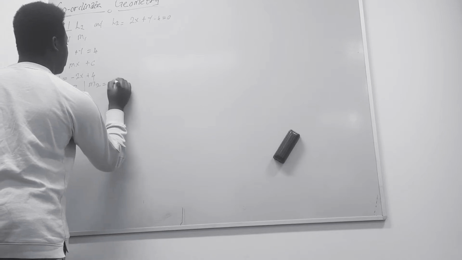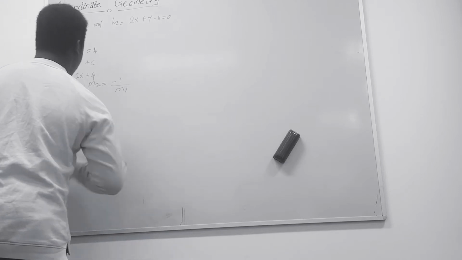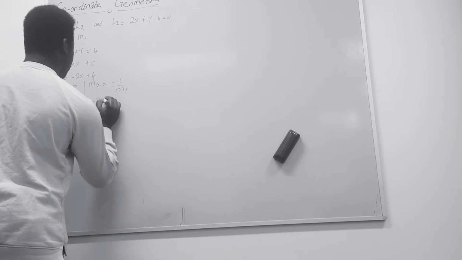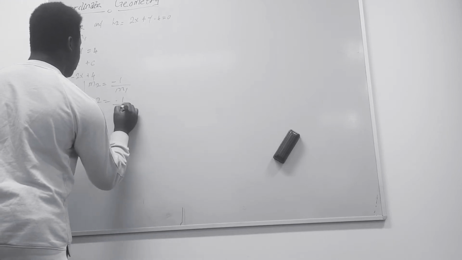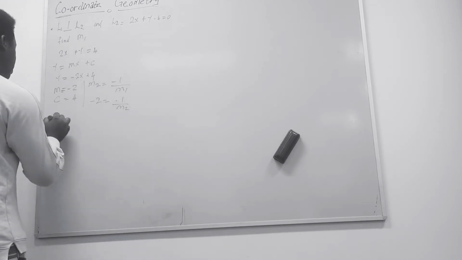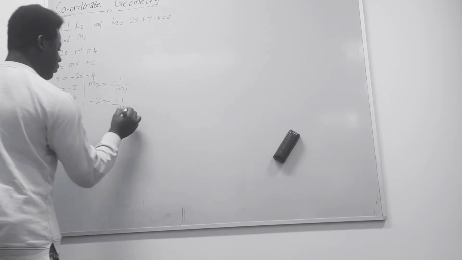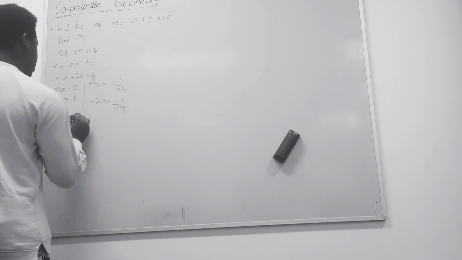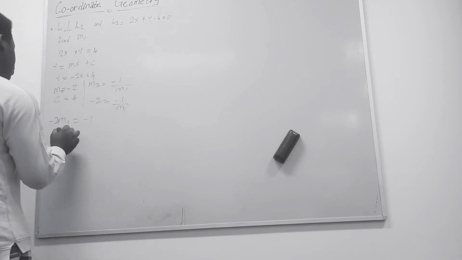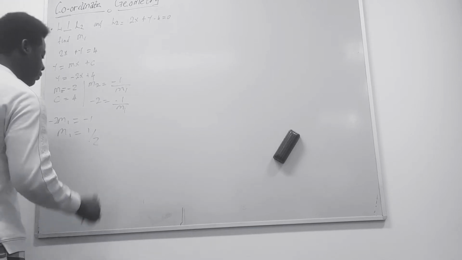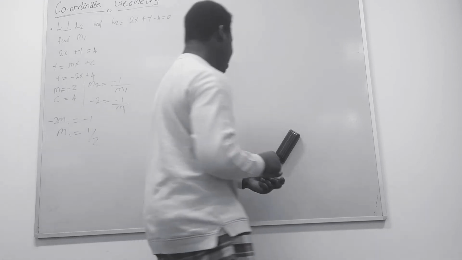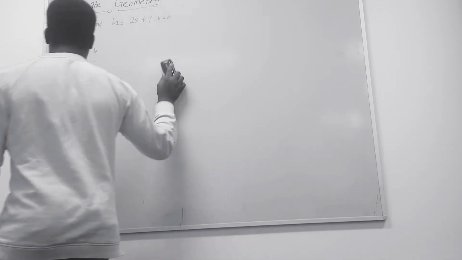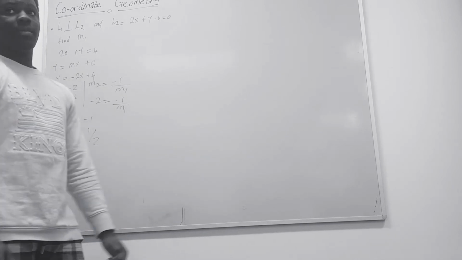M2 is equal to the negative inverse of m1. And if we know what m2 is, negative 2 is equal to negative 1 divided by m1. Negative 2 m1 is equal to negative 1, in which case m1 is equal to half. That'll be the slope of L1. So this doesn't get any, it's quite easy. No, I think I'll leave it on the board.